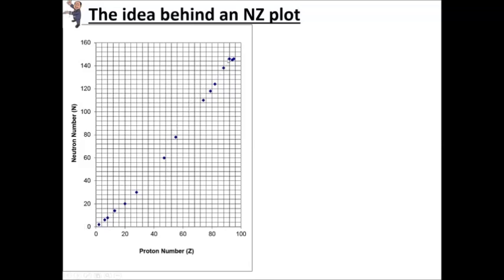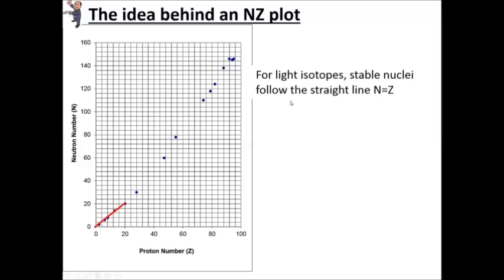The blue dots you can see are particular isotopes. We haven't plotted all of them obviously, but if we've plotted a good bunch of them, you will see there are some trends, and you can see the general shape of this line. The first thing to note is that for light isotopes, all the stable nuclei follow the straight line, the N equals Z line. All of those blue dots down here, the light isotopes, are stable and follow the straight line where N is equal to Z, i.e. they have the same number of neutrons as protons.